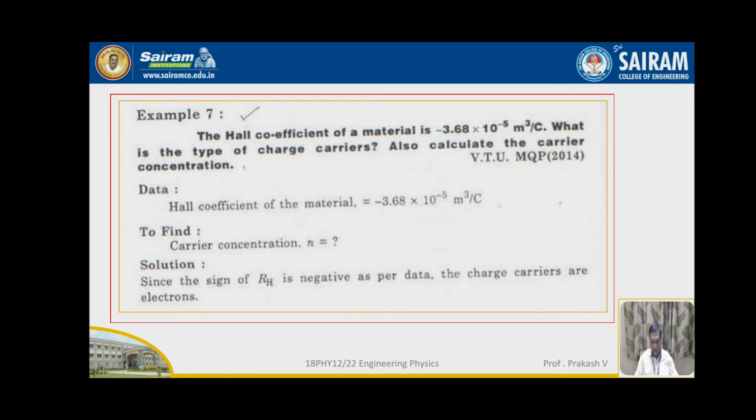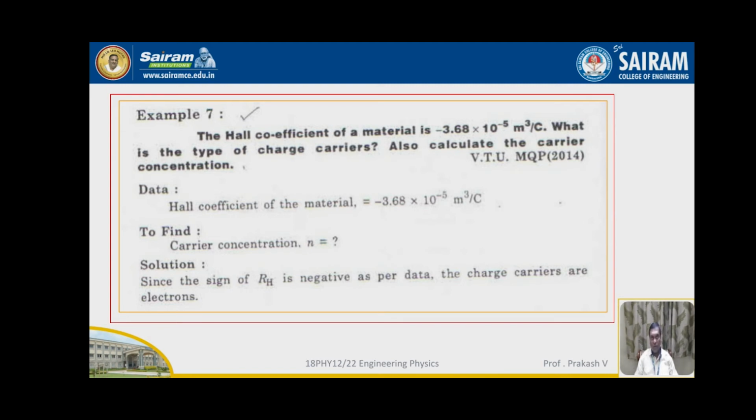3.68 × 10^-5 meter cube per coulomb. What is the type of charge carriers? Also calculate the carrier concentration. So here the Hall coefficient of the material is given as minus 3.68 × 10^-5 meter cube per coulomb, and the carrier concentration N we have to calculate.